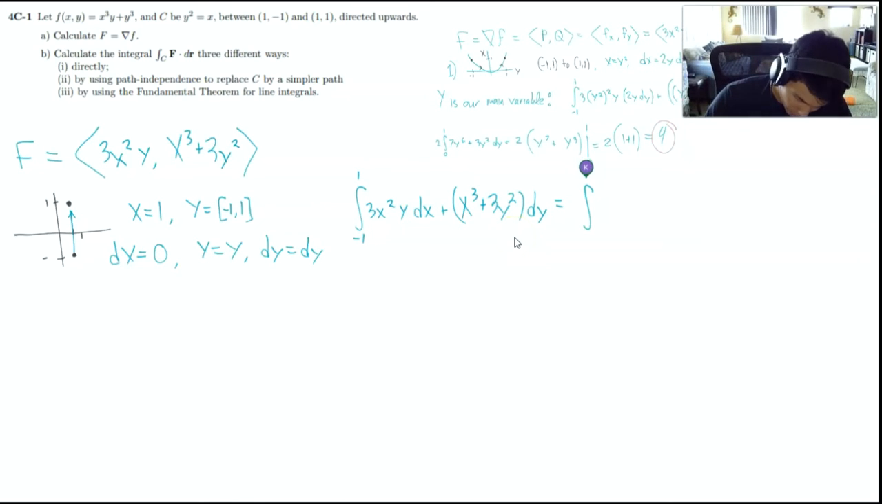So to go from 1 to negative 1. Okay, that 3x squared. Oh, x is just equal to 1, okay, we'll just write it. 3y. And oh, dx is just equal to 0. Okay, that's it. That's all we're doing.